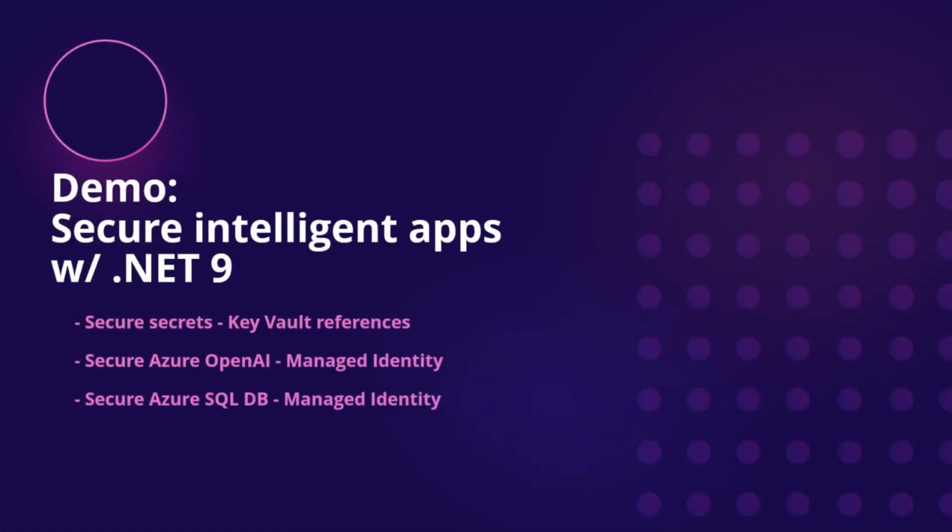Okay. And for the demo, when it comes to securing your intelligent apps with .NET 9, you want to make sure that you're properly securing your secrets and your resources. So with App Service, we can use Azure Key Vault references to handle our secrets. And since we're using those Azure resources, we can leverage managed identity to handle the identity through the platform. So you don't need to use something like an API key and handle that directly in your code.